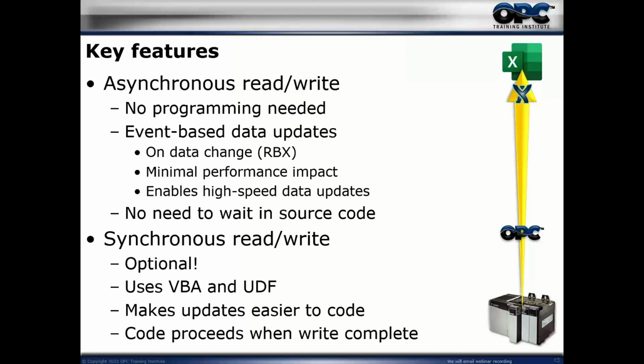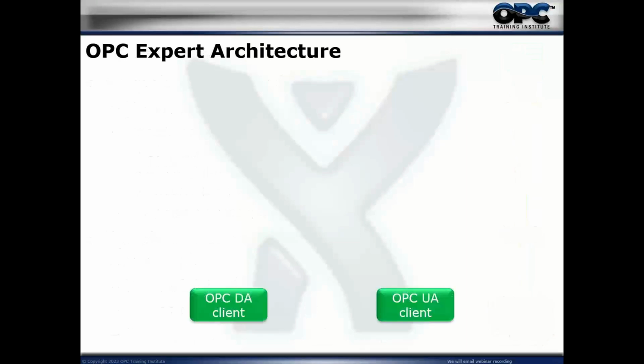In other words, you write, you wait until the write completes, and then you go on with your code. So now you know that the write actually succeeded or failed. The code proceeds only when that write or read is actually complete. And again, sometimes it makes it easier to code. But I will show you how you can do this without coding at all. So this is what we're going to see here. Here I'm talking about the structure for OPC Expert.